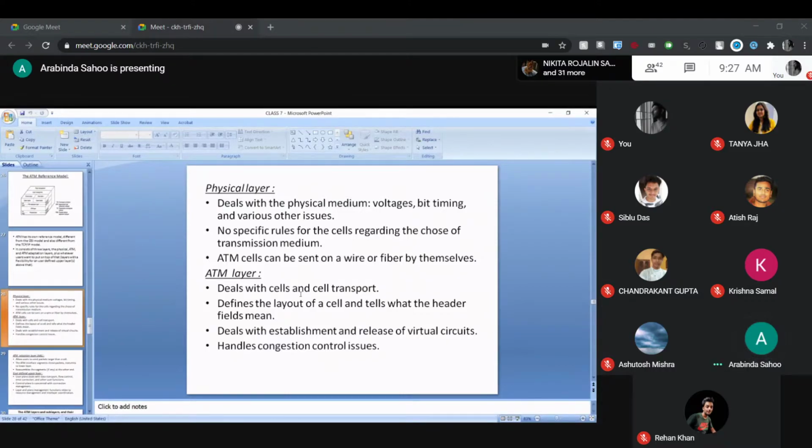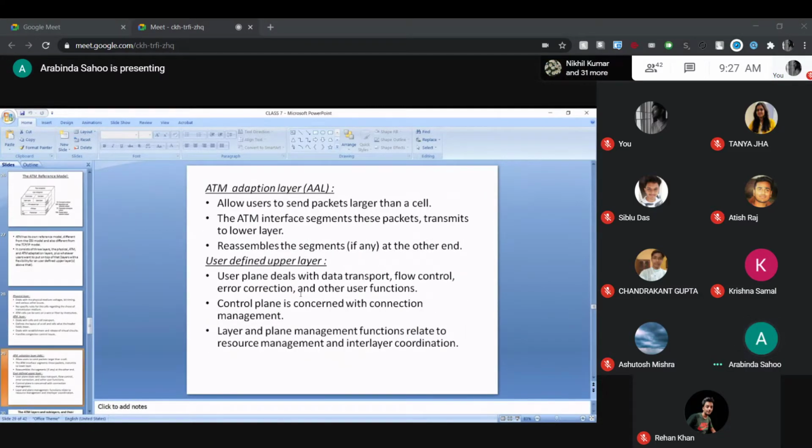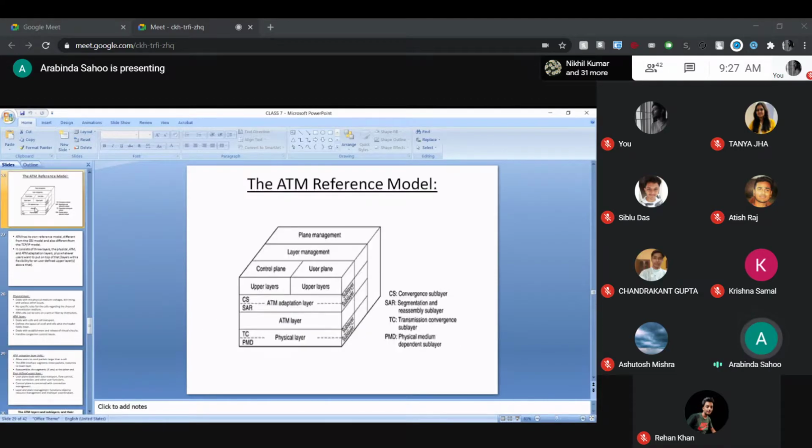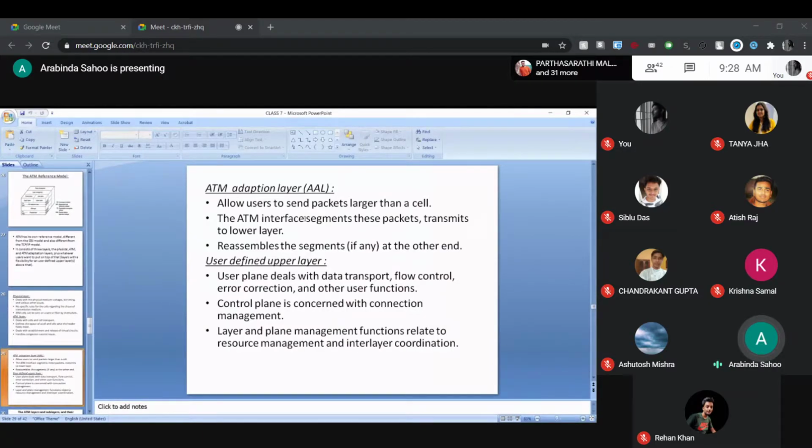The next layer is your ATM adaptation layer. You can check from the diagram, the next layer is your ATM adaptation layer. This is also known as your AAL. So write down ATM adaptation layer, or AAL.